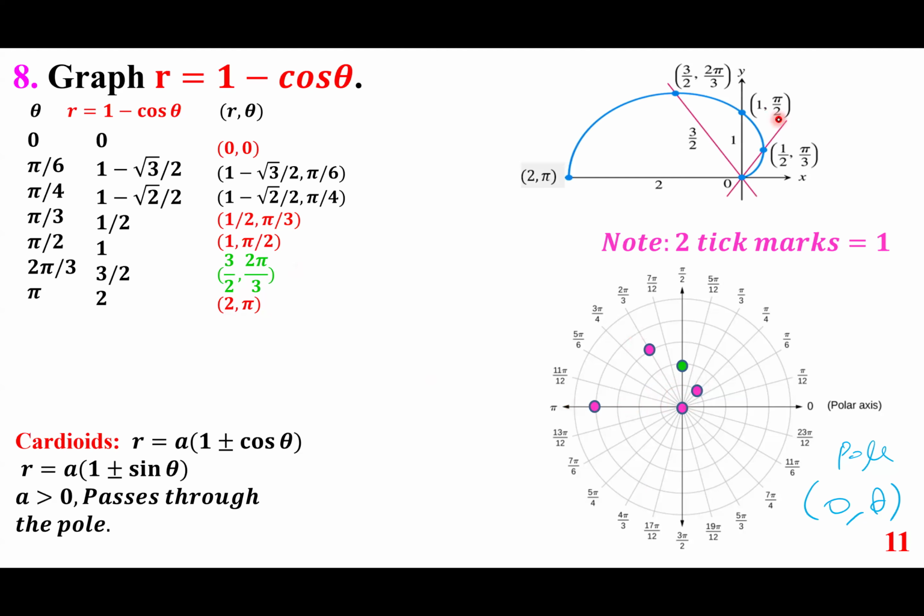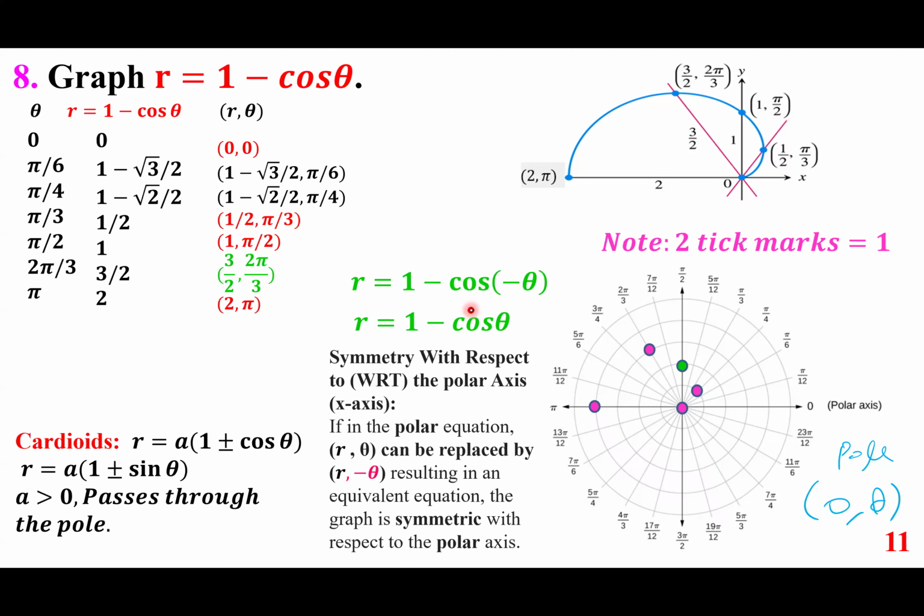Looking like that. Now, I'm going to look at the concept of symmetry. If I replace the theta with minus theta, nothing changes because cosine is an even function. So I get the same thing, 1 minus cosine theta. And that means it's symmetric with respect to the polar axis. So symmetry with respect to the polar axis: if in the polar equation r comma theta can be replaced by r comma negative theta, resulting in an equivalent equation, the graph is symmetric with respect to the polar axis.